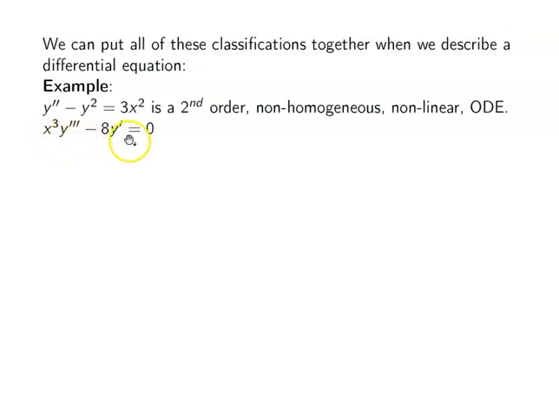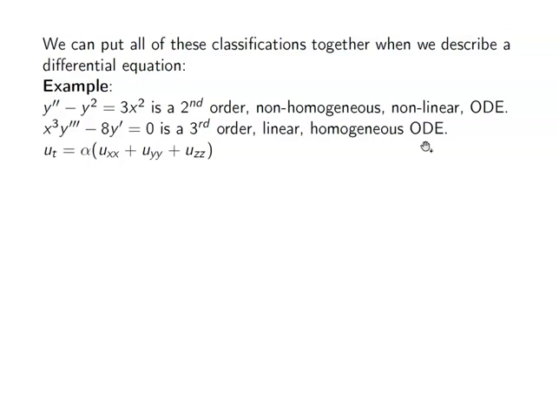The highest degree of y there is 1, okay? So it's linear. The highest order is 3, third derivative, so it's a third order, and it's equal to 0. This x cubed here has nothing to do with what's going on in my classification, right? Because it's all about what's happening with y. And so this is a third order homogeneous linear ODE. Okay, third order linear homogeneous ODE.